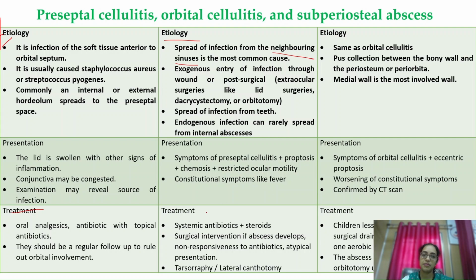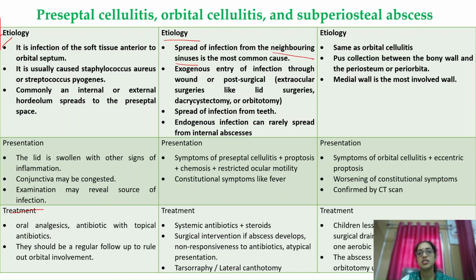Okay, the treatment: these people require hospital admission with systemic antibiotics, steroids, and surgical intervention might be required if the patient is developing an abscess. So, if there is a rise in the intraorbital pressure, you might want to do a tarsorrhaphy to protect the cornea, or you want to do a lateral canthotomy to protect the optic nerve.